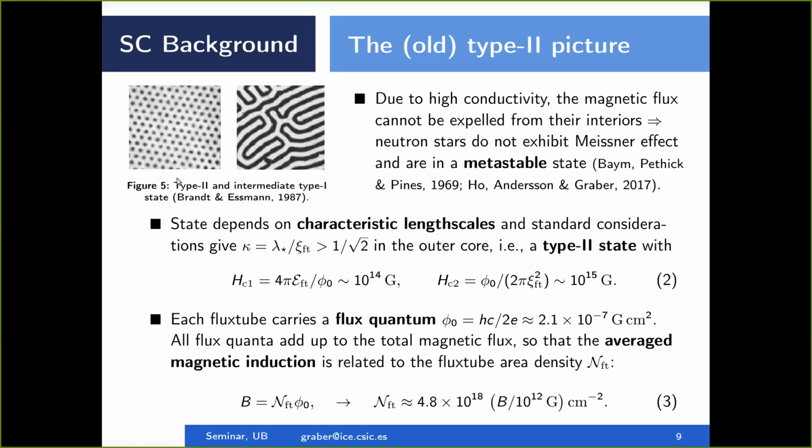You're welcome. So if this picture holds, things are somewhat easy if you want to model macroscopic hydrodynamics, because you can just count how many flux tubes you have per unit area to give you a certain amount of magnetic induction. If I know that each of these flux tubes carries a magnetic flux quantum, then I can just add them all up. To reach typical values of the magnetic induction of 10^12, I need 10^18 flux tubes per square centimeter.